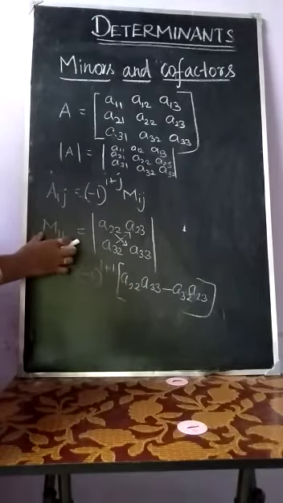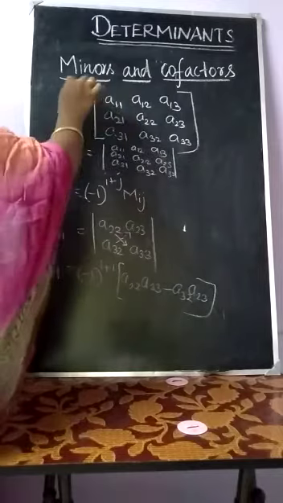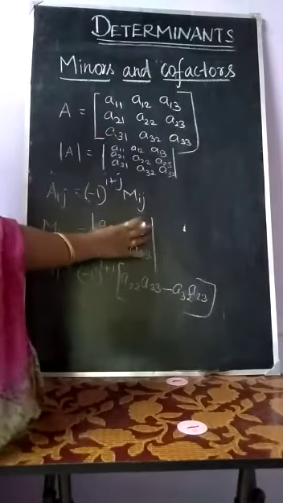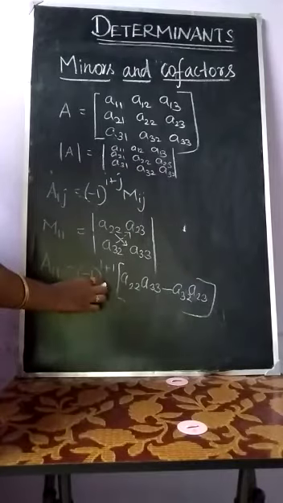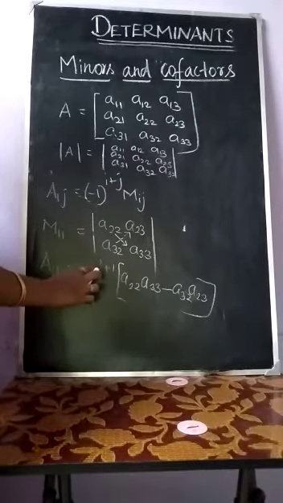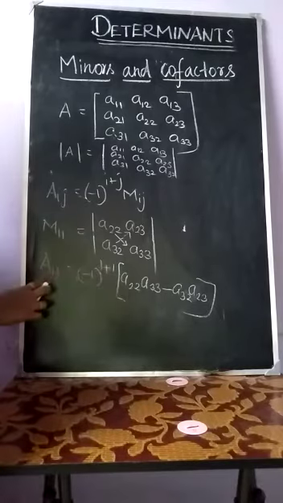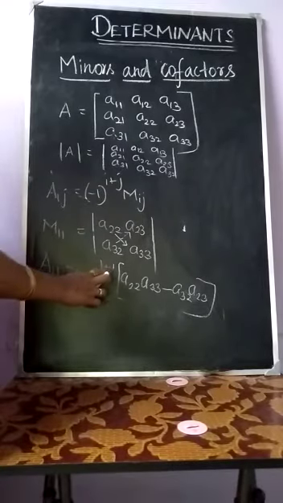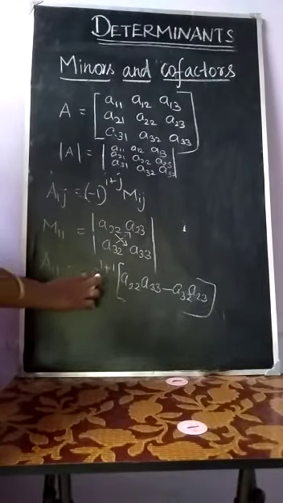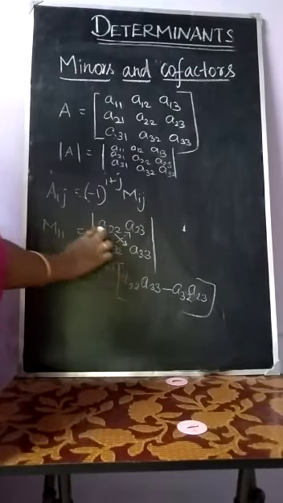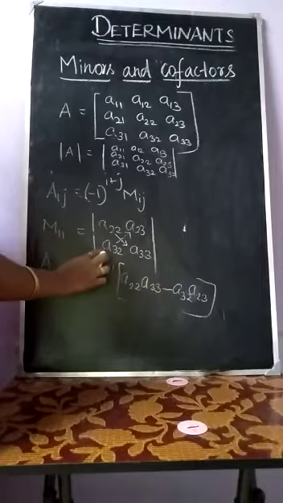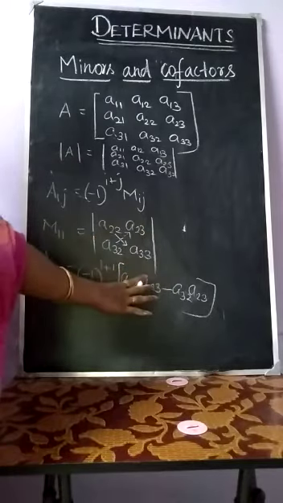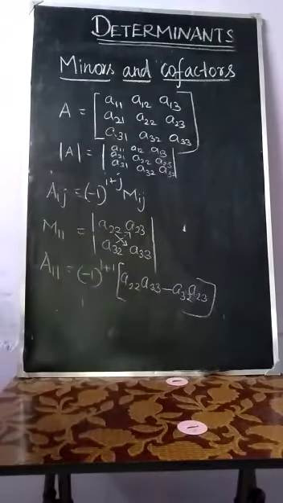Minor value means we have to eliminate the particular row and column and take the remaining values; that is the minor value. Cofactor value means we have to apply the sign also, that is minus 1 the whole power 1 plus 1. The first 1 means the row value, the next 1 means the column value. We have to use the cross multiplication method: A22 into A33 minus A32 into A23. This particular value is the cofactor value.